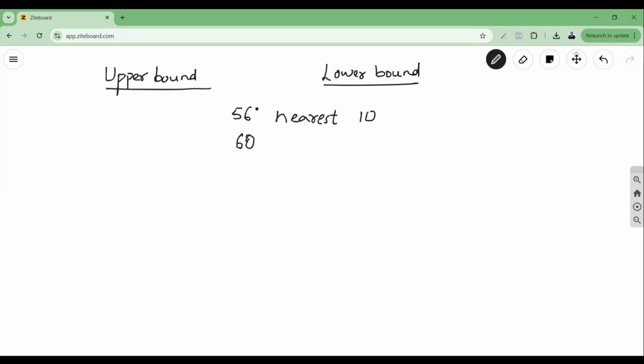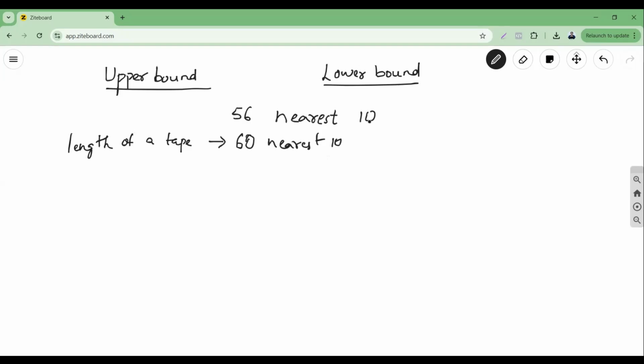Now, after doing the approximation, after doing the estimate, you've got this value 60. Something is rounded off. Let's say the length of a tape is 60, which is rounded off to nearest 10. It's already rounded off to nearest 10 before this. And now they are saying, what is the upper bound and what is the lower bound?